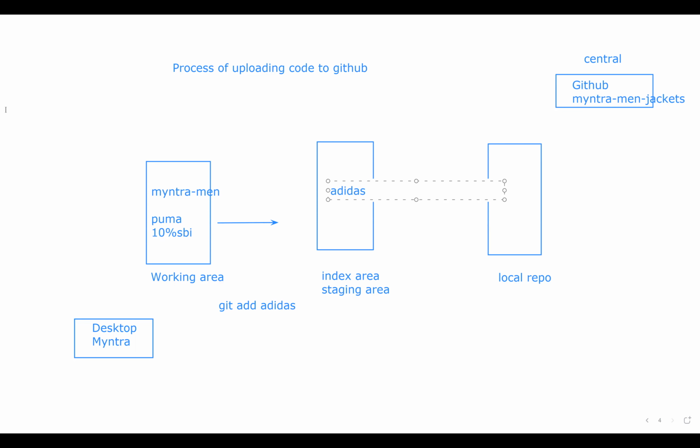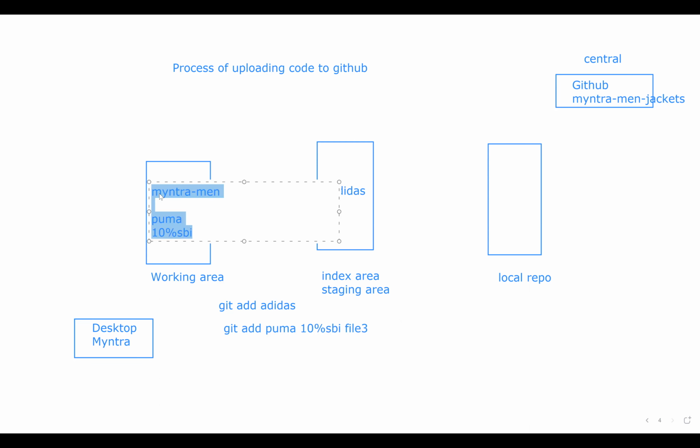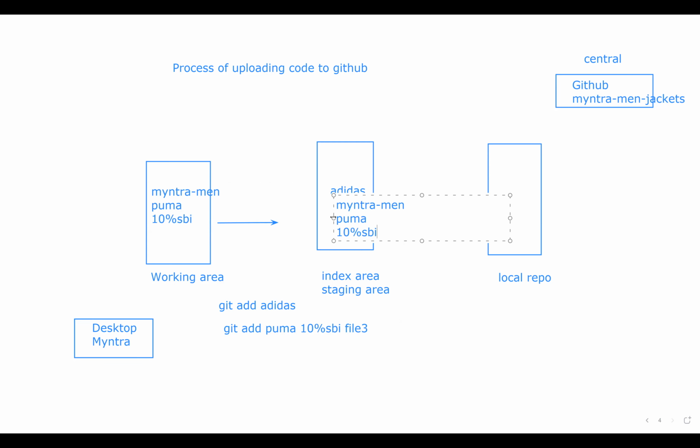Next, if you want to move 2 files at a time, yes, of course, that is possible. Git add Puma, one file name, followed by 10% SBI. That means file name 1, space, file name 2, space, file name 3, like that. You have to start writing the files. If you write like that, all the files will move. I'll remove the space and copy it so that it will be in proper order. Myntra, Men, Puma, SBI. That's it.